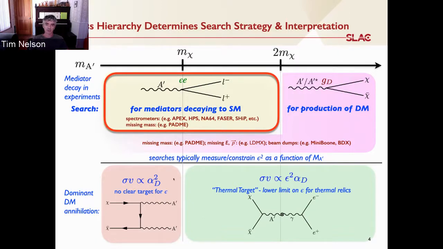If it's below that, again, we would overproduce dark matter in the early universe. Meanwhile, if the dark photon is lighter than the dark matter mass, you can have so-called secluded annihilation that doesn't depend on epsilon. And in that case, there's no clear target for what epsilon could be. One has only these top-down theoretical motivations for what's a natural value of epsilon as a function of mass in this MeV to GeV range.